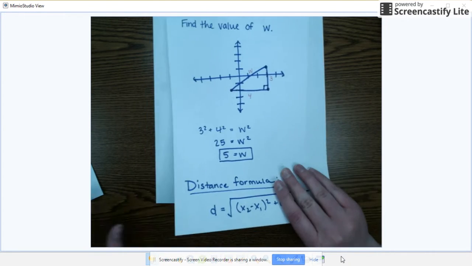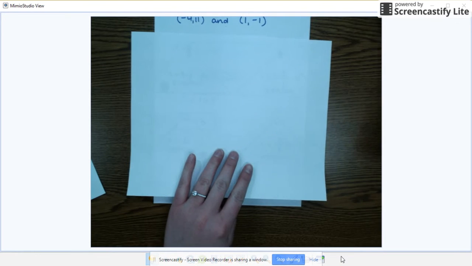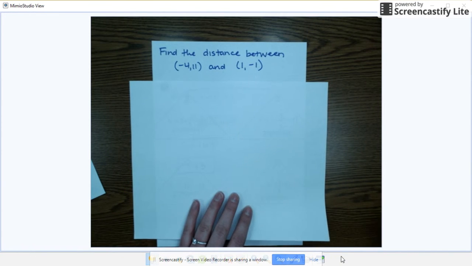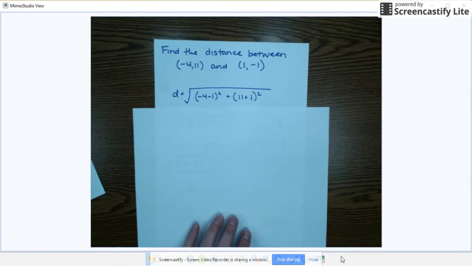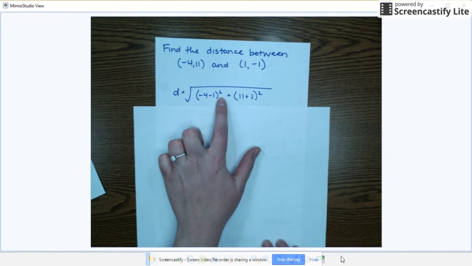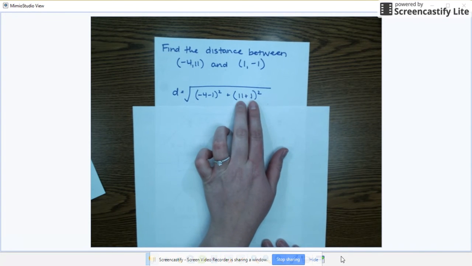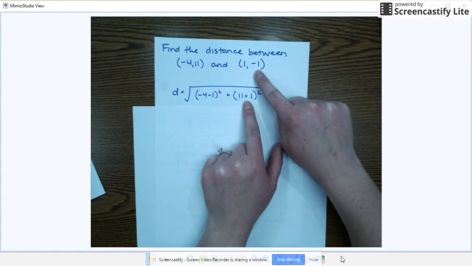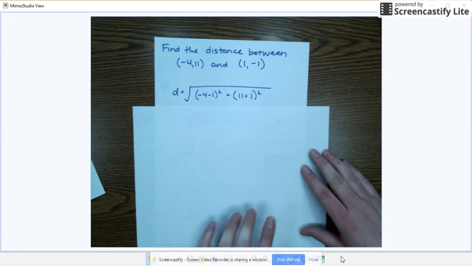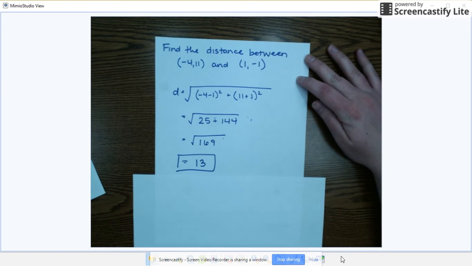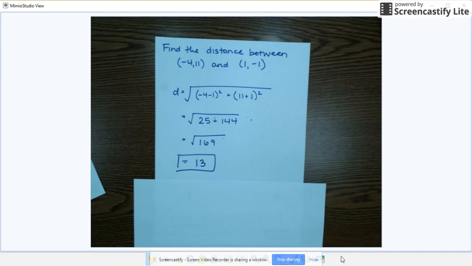Okay, we're going to use that really quick. We're just going to find the distance between these two points. If you plug it in, remember you're subtracting your two x values and squaring them. Adding the difference of your two y values, we would have 11 minus -1, which is where this plus 1 came from, and square that. That becomes a distance of 13.